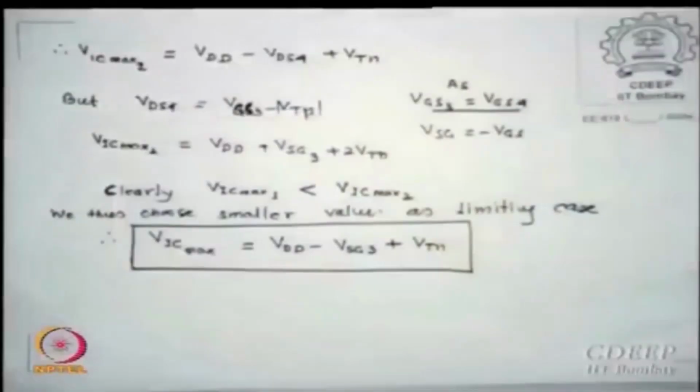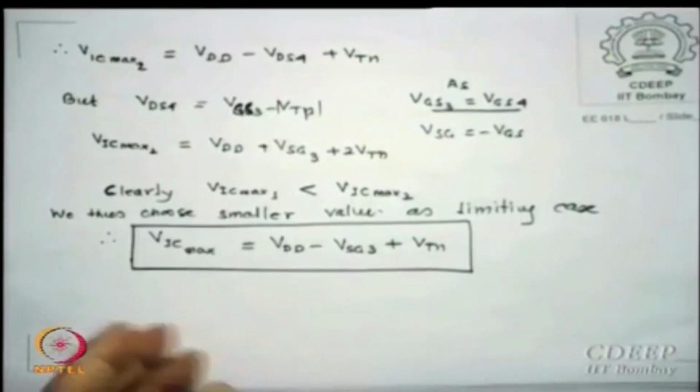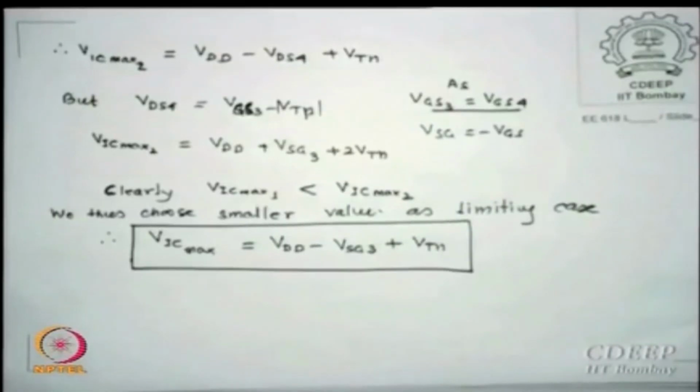So what is the VIC max we should use? The lower one, which is VDD minus VSG3 plus VTN, is the value we are using for VIC maximum. The input common mode range, which will allow the transistors to get output on both sides and still remain in saturation, is this value. The other value I am going to get from the ground side or the source side. Is that okay as a method? Please take it, in all analysis of amplifiers the max value comes from the VDD side and the min value comes from the ground side or VSS side.